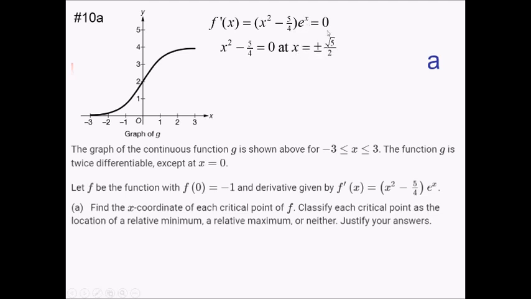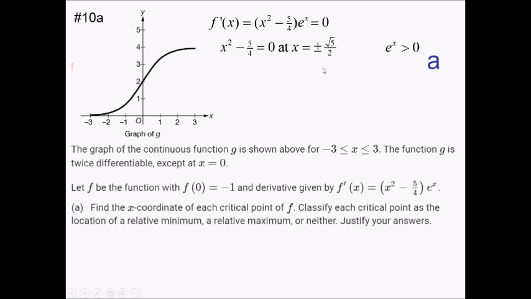And then for e to the x, if you try to set that equal to 0, you're in for some disappointment because it's an exponential, which means it's always going to be positive no matter what. So there's no way it's ever going to equal 0. So then we just have 2 critical values, plus and minus radical 5 over 2.